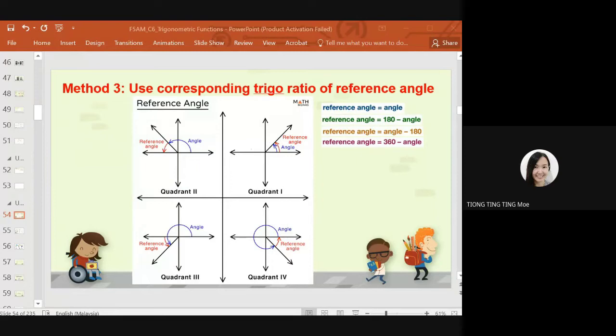Okay, now let's see. This is the method we use to find the trigonometric ratio. So, do you still remember what a reference angle is? We call this the reference angle because we need to know the angle in 4 quadrants: quadrant 1, quadrant 2, quadrant 3, quadrant 4. Then this is the example of positive angles.